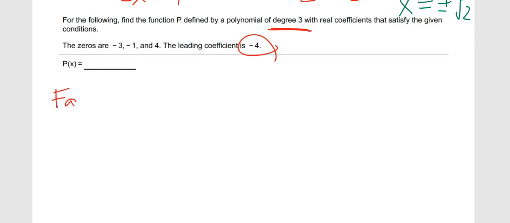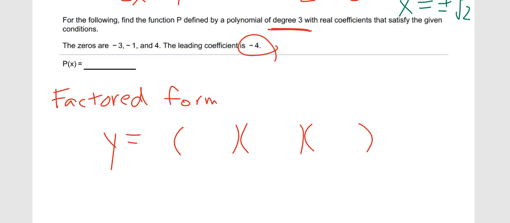Let's see if we can do this in factored form first. So, any ideas what any of these parentheses should have in them?